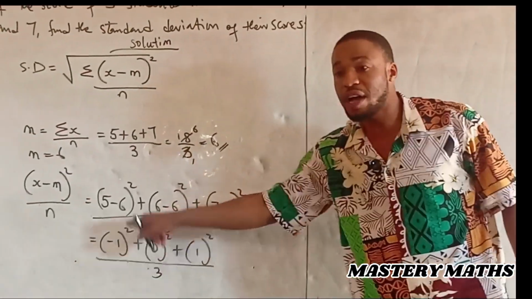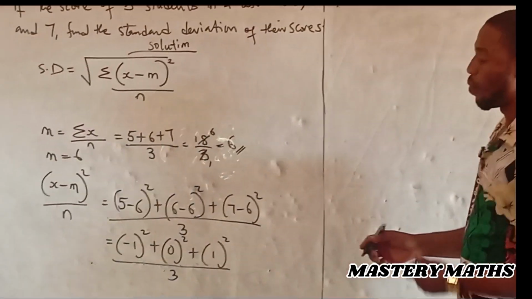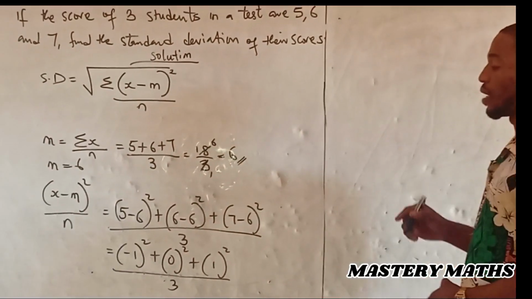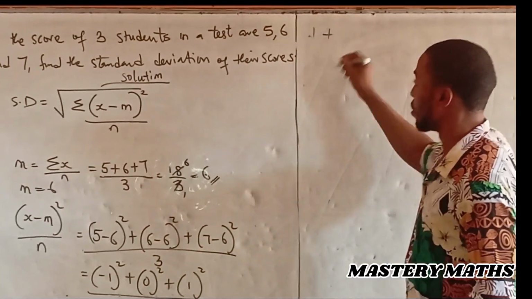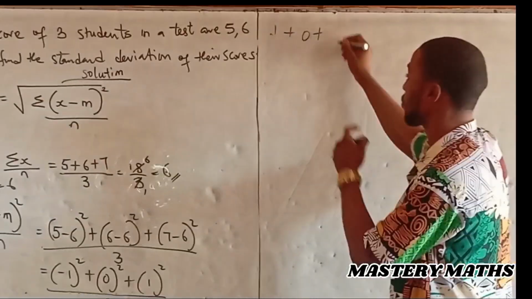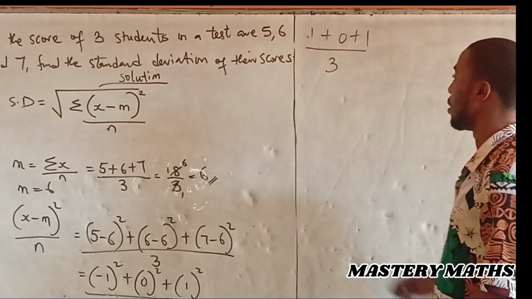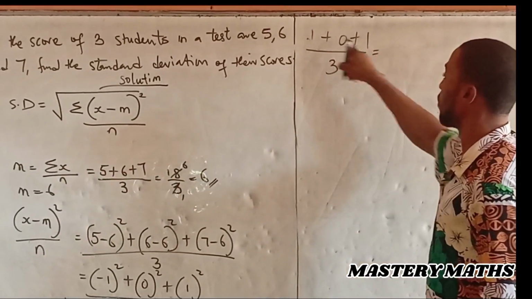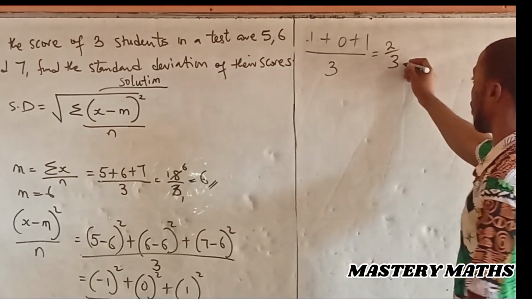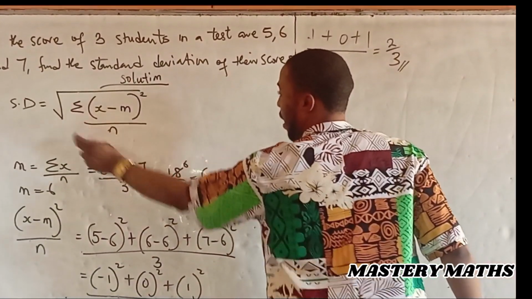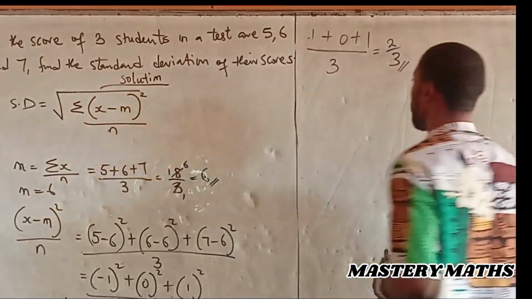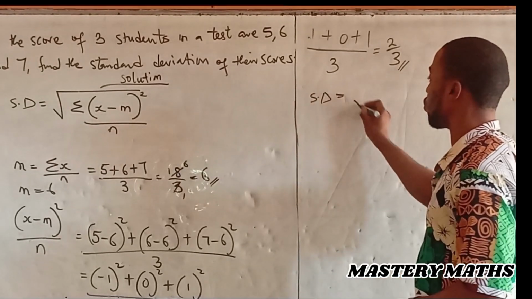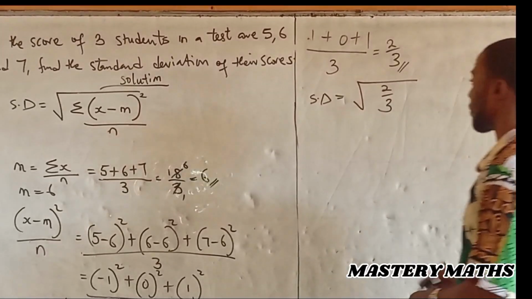Now, having done that, we'll come to this part. Now, we open the bracket. Minus 1 square is what? 1 square means 1 times 1. Minus 1 times minus 1. So, minus cancels out minus. 1 times 1 is 1. You have your 1. Plus 0 square is 0. Plus 1 square is 1. All over the 3. Now you have 1 plus 1 is 2. 2 over 3. So 2 over 3 is our variance of everything here we've gotten. So standard deviation is equal to root 2 over 3.